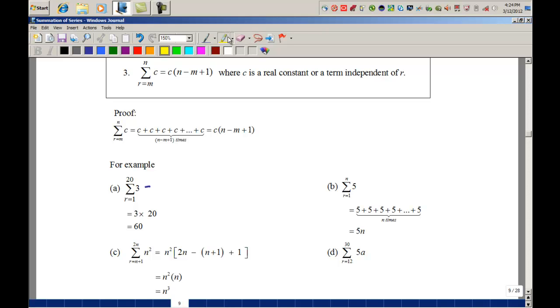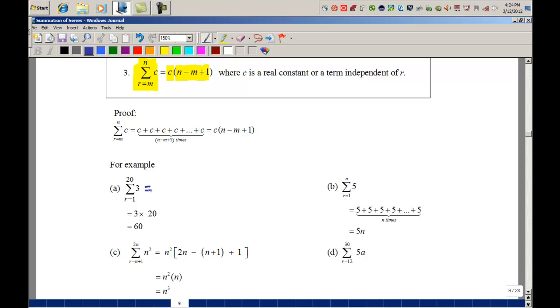Now let's take a look at property number 3. Now this is a property that you will use quite often. Now you want to sum, this time, a constant. Now the property says that this is c times (n minus m plus 1). Now why is this so? I think it's easiest if we use the examples A and B to explain this.